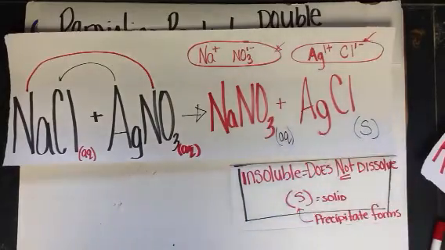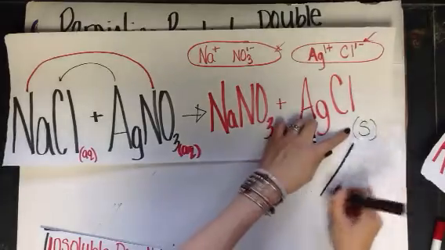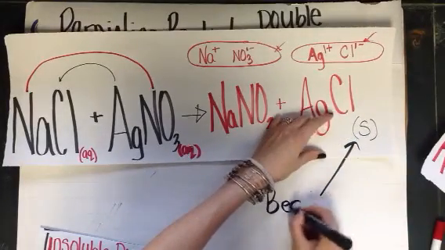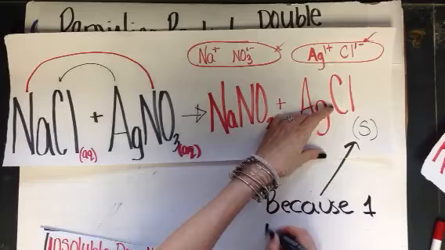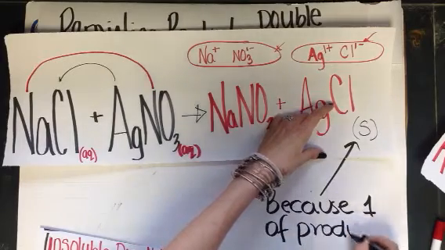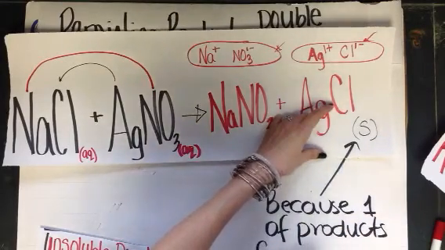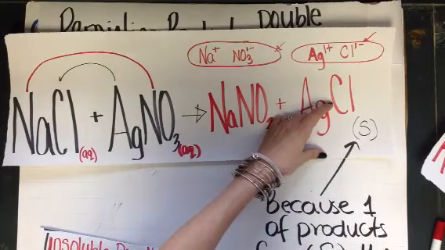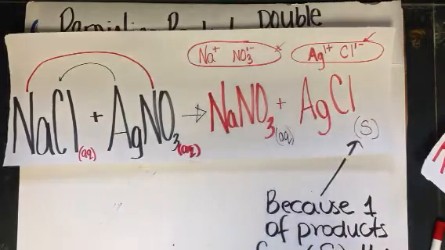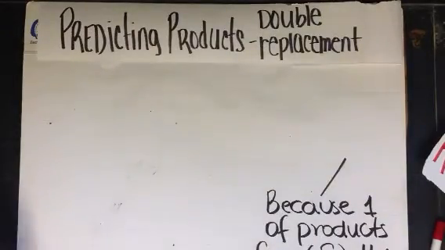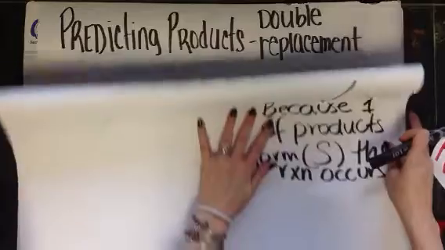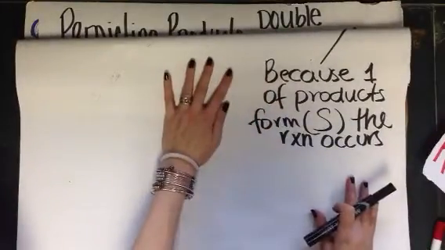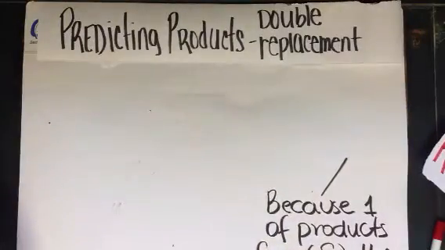So this reaction occurs. You might want to write that down because one of the products formed a solid, the reaction occurs. The reaction occurs because one of the products forms a solid, the reaction occurs. Hopefully you can read that. Let's push this up here. Okay? There you go. That's the end of your video.